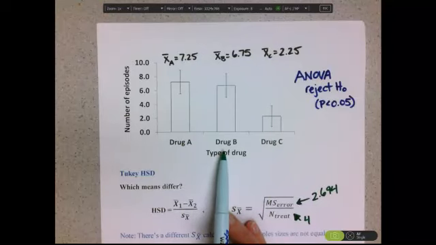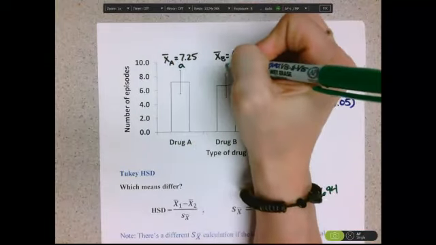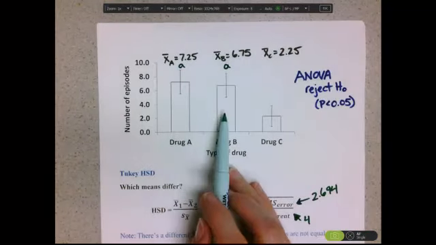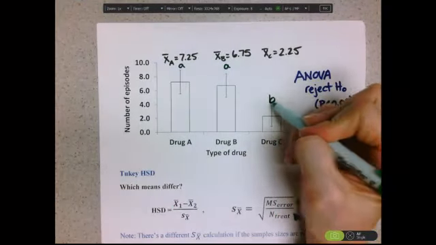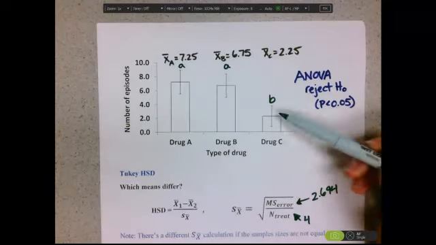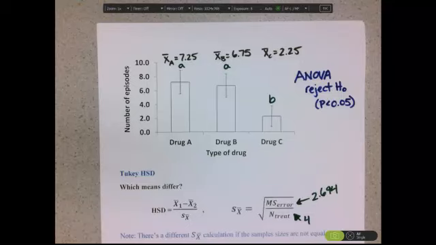Sometimes how this will be indicated is you'll see letters that will group together the treatments that are not significantly different from one another. So A and A, those ones are not significantly different from one another. And then we have another group over here that's B, that's just drug C by itself because it is different from those two. So sometimes you'll see that notation in papers. And so that is how we would do a Tukey's honestly significant difference test.